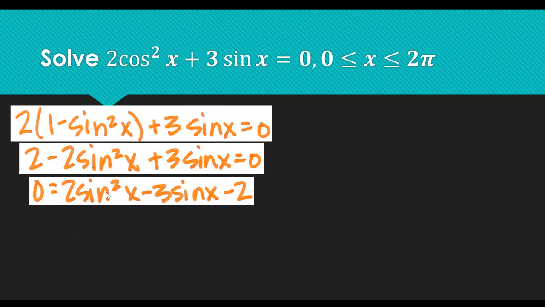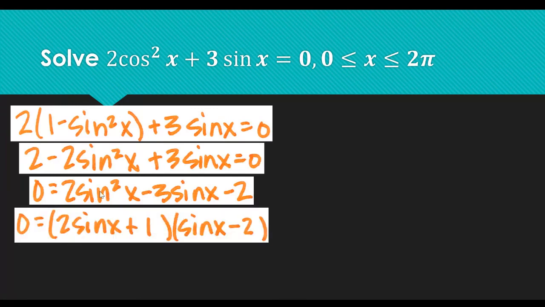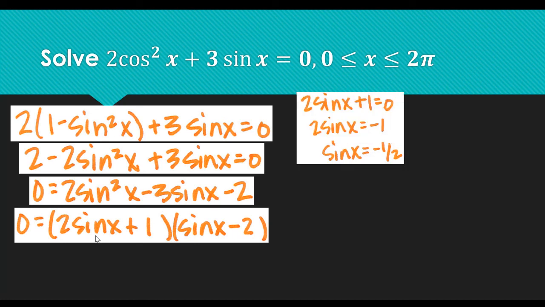So to get 2 sine squared x, that's going to be 2 sine times 1 sine. Factors of negative 2 are going to be negative 2 and positive 1. And then to get a negative 3, I'm going to put my negative 2 times my positive 2, and then my positive 1 to give me a negative 3. Set those equal to 0.